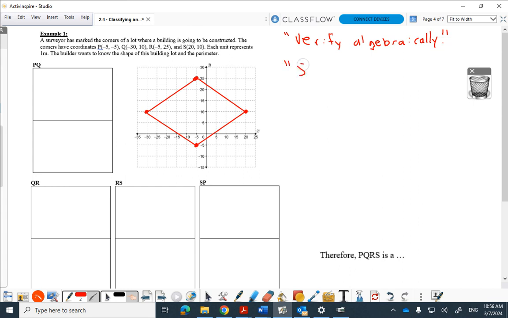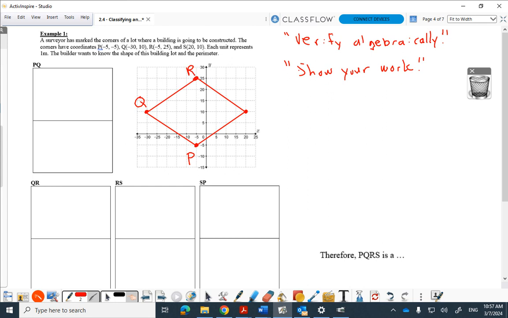That is, I could have probably come to you in grade 3 and said, is this a square? And you would say, no, it's not a square. Fine. But here in grade 10, academic math, we verify it. We do what we need to verify what shape this is. So what I did was, let me label all the points. P is (-5, -5). Q is (-30, 10). R is (-5, 25). And S is (20, 10).